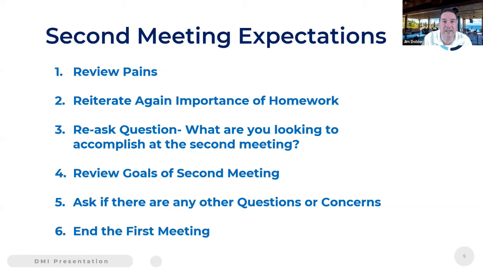It'll reiterate what their pain is, and it'll also reiterate the importance of doing the homework. Review the goals after you ask that question. Review the goals for the second meeting. So, Mr. and Mrs. Jones, when I show up next week, I'm going to collect the different statements. We're going to go over, again, the asset worksheet that I handed out, as well as the expense worksheet that I handed out. I want to make sure that you understood what you were filling out.